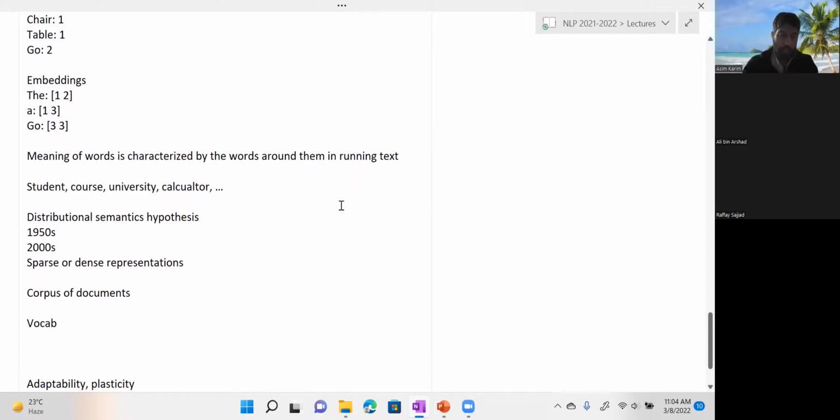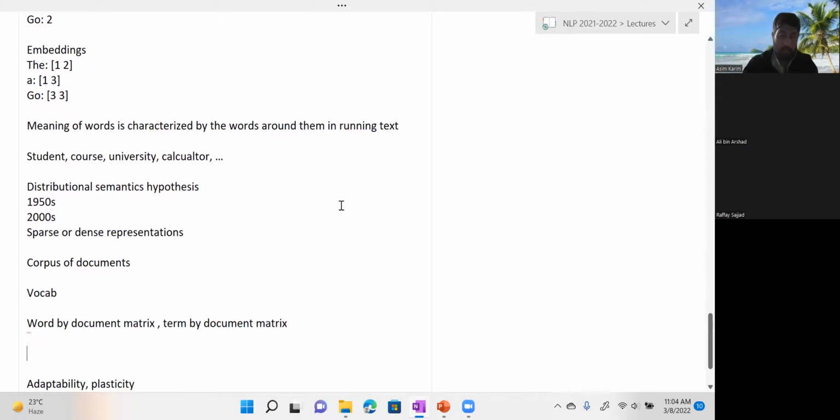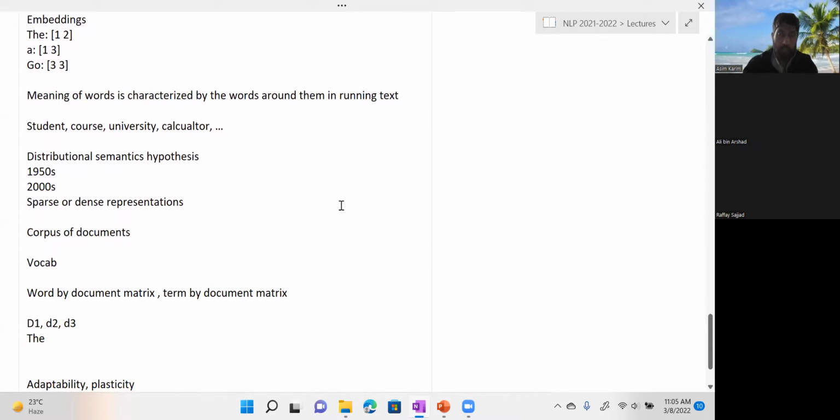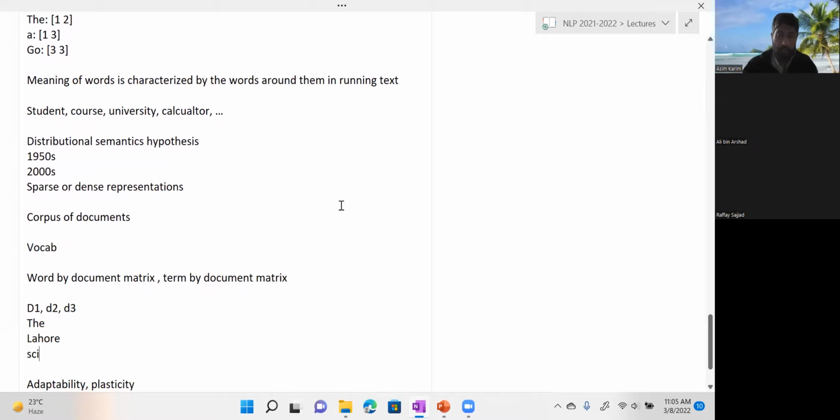And then you can create a word by document matrix. Sometimes this is also called a term by document matrix. So we can use term instead of word. Okay? So what would this be? Let's say you have 3 documents, D1, D2, and D3. And let's say we talk about some words, let's say D, and Lahore, and science. Okay? So D, of course, is a word. Now we basically count the number of times D occurs in D1. Let's say it occurs 10 times. How many times does it occur in D2? Let's say 25 times. How many times in D3? Let's say 15 times.